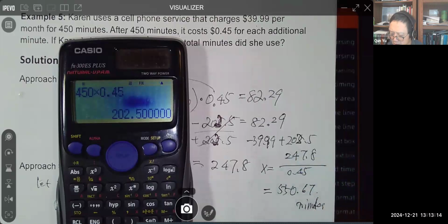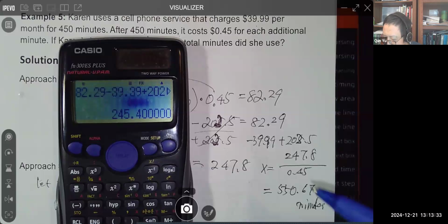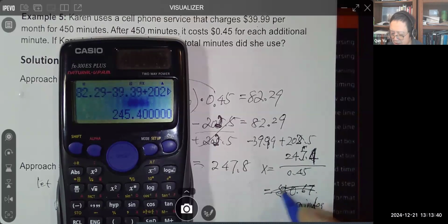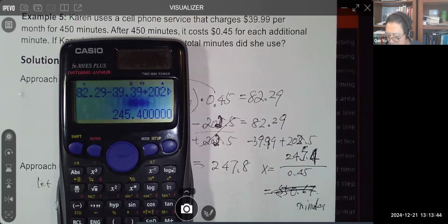Redo this number. So that's 82.29 minus 39.39 plus 202.5 equals 245.4. Now let's do the division. I still have that on my calculator, divided by 0.45. Oh, still different. 245.4, is that right? 245.4 divided by 0.45 equals, oh, let's double check.